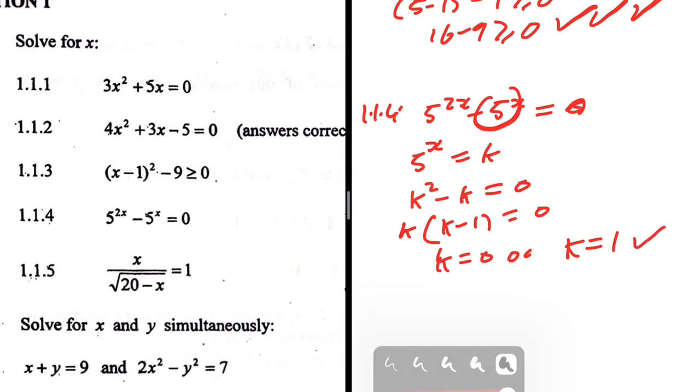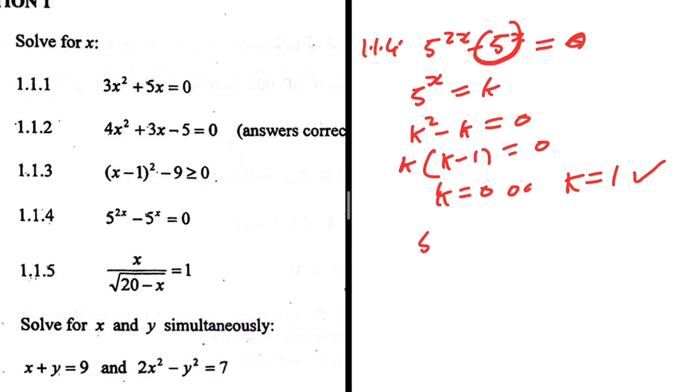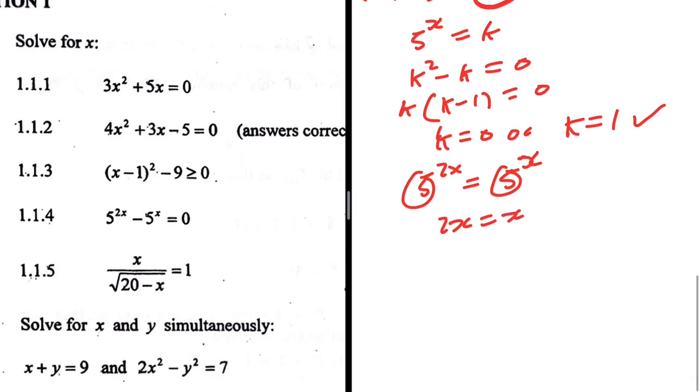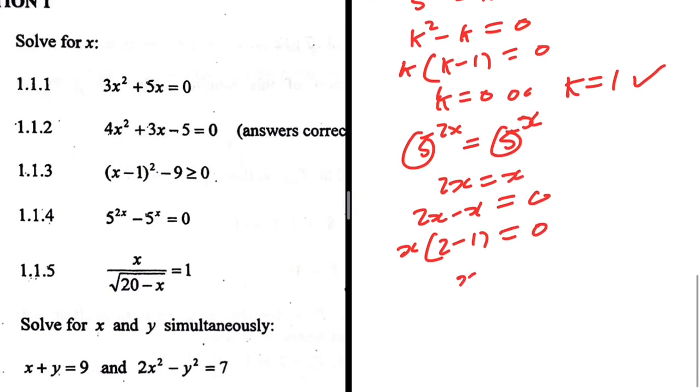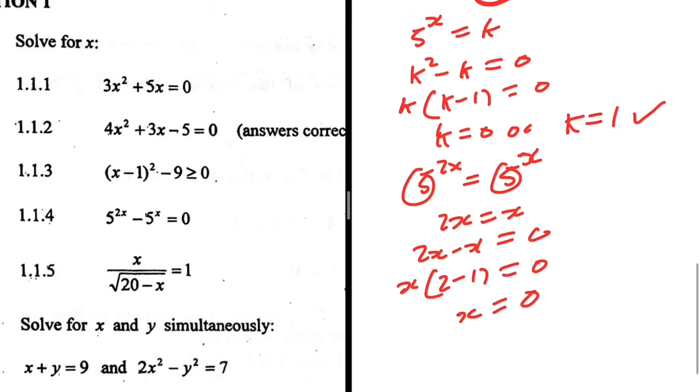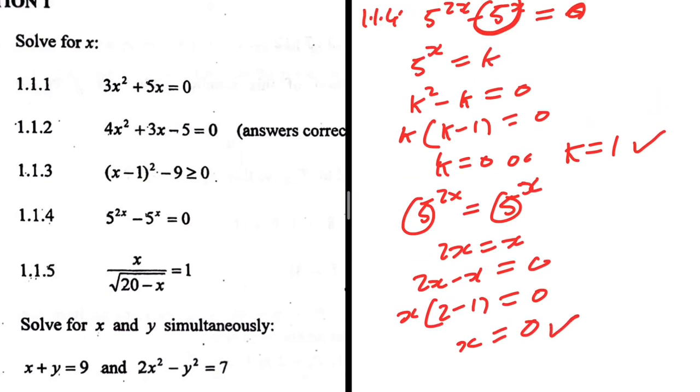Now let's do it the other way. The other way that I'm proposing, we say 5 to the power 2x is equal to 5 to the power x. We just take minus 5 to the power x to the right hand side. We have the same base, so we can equate the exponents. So we're going to have 2x being equal to x. So 2x minus x is equal to 0. x multiplied by (2 minus 1) is equal to 0. So x is equal to 0. When we use this way, we only get x is equal to 0.